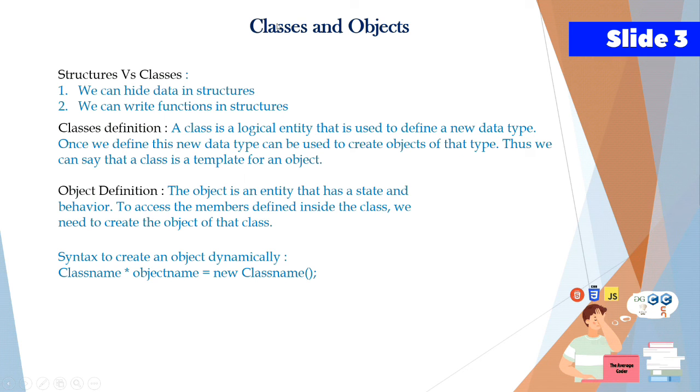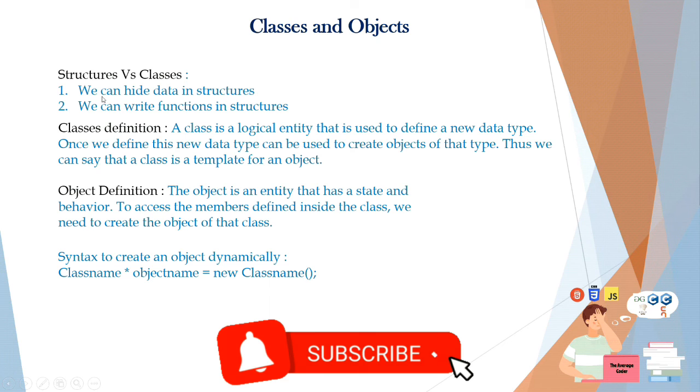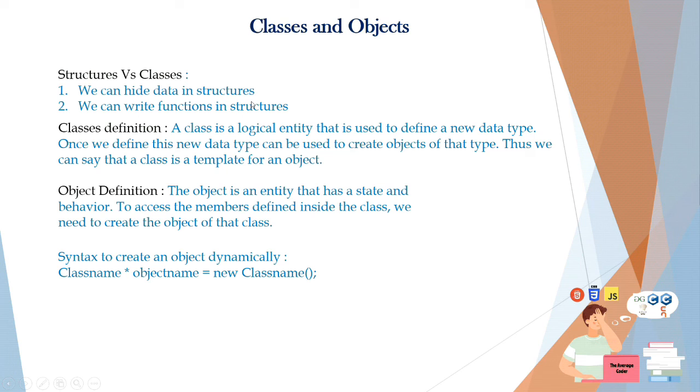I think you already understand what classes and objects are, but the definitions of classes and objects are written here. You can read it later, but the most important thing is the main difference between structures and classes. As you all know, structures are already available in C. So what was the need for creating classes or OOPS in C++? That is written here: we can hide data in... sorry, there's a mistake here. This should be we cannot hide data in structures. I will recheck it and correct it when I provide you the code.